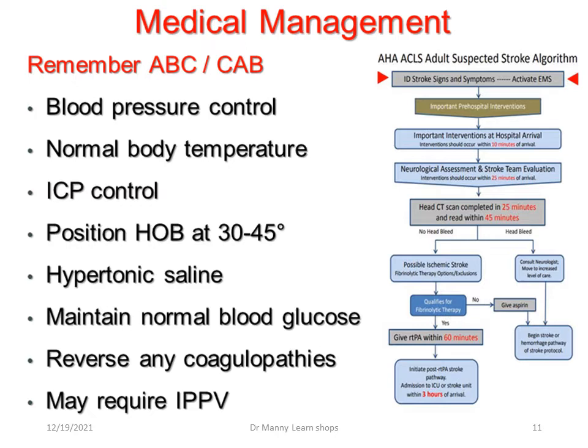Hypertonic solutions can offload fluid. Maintain normal blood glucose. You don't want the patient to be hypoglycemic. Reverse any coagulopathies to stop any further bleeding, if that's the situation, and the patient may need to be intubated and ventilated with intermittent positive pressure ventilation, IPPV.